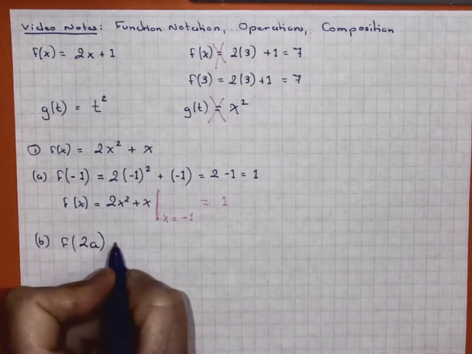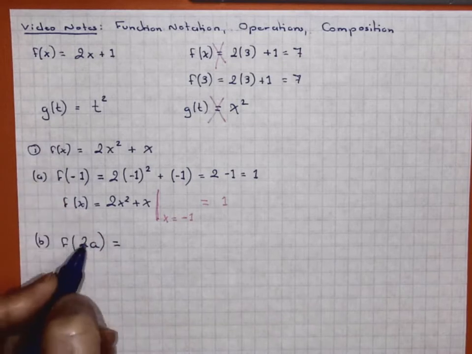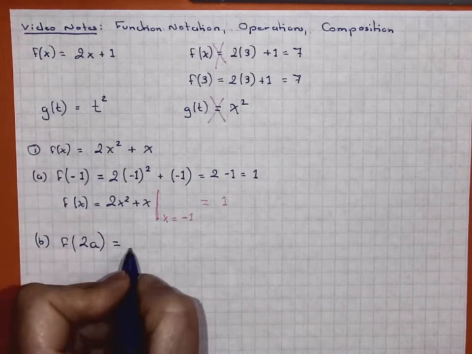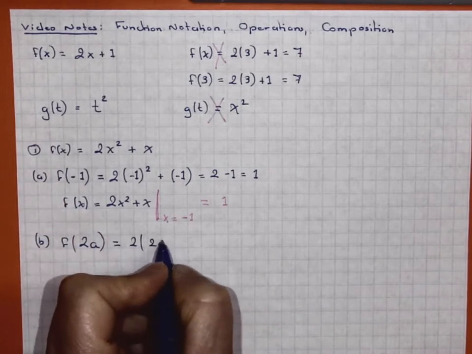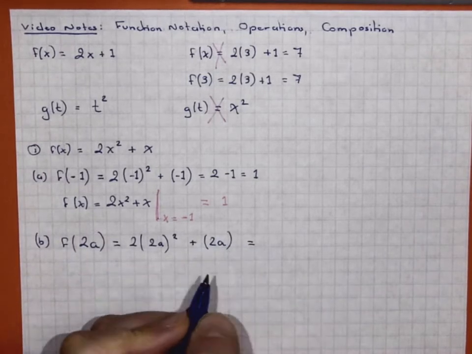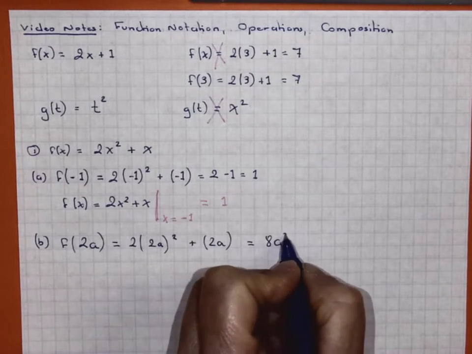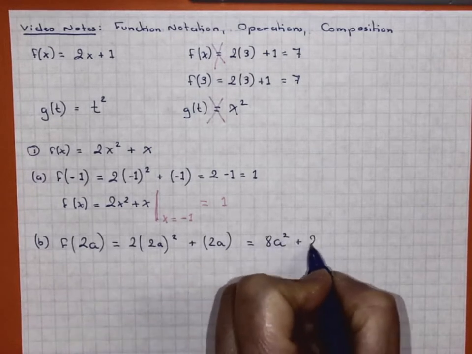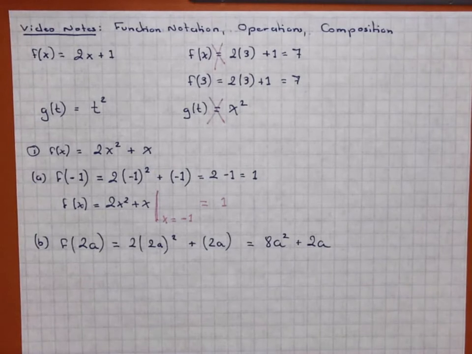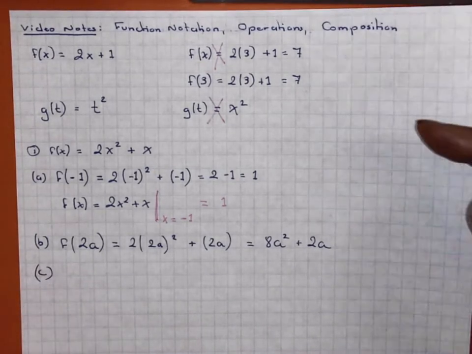What does that mean, really? Well, it just means wherever we had an x, we replace it by what's in here. So I'm going to have 2 times (2a) squared plus 2a. And so that will be 4a squared times 2, which is 8a squared, plus 2a. And that's it, right?